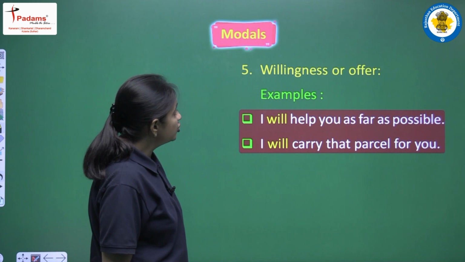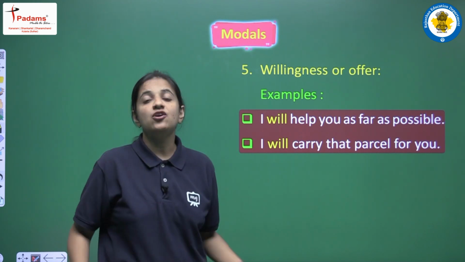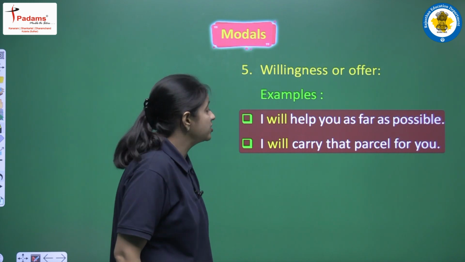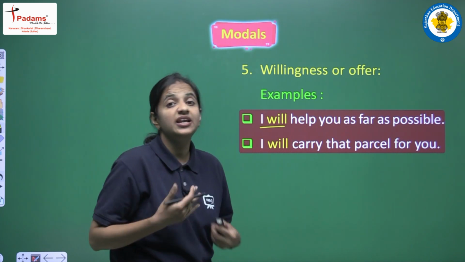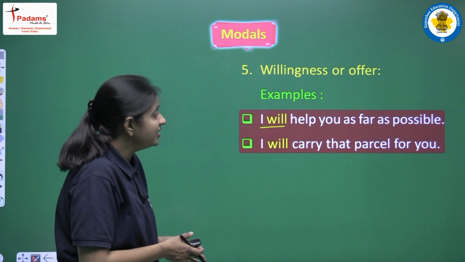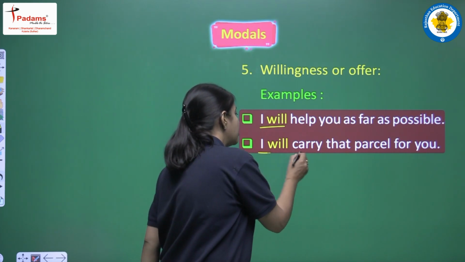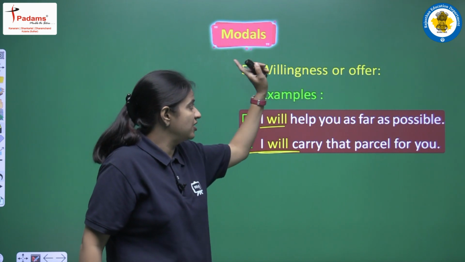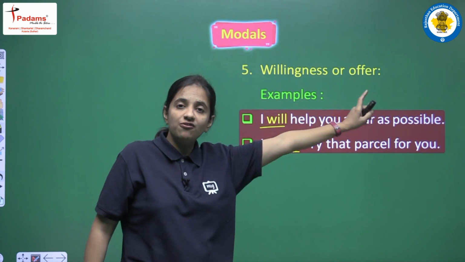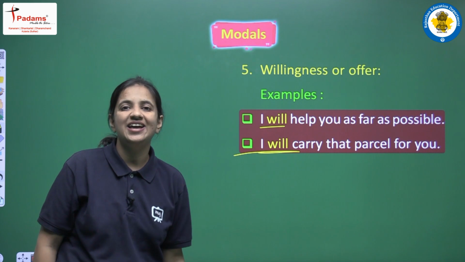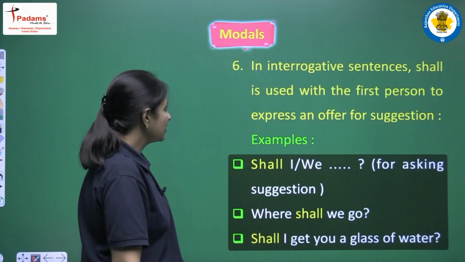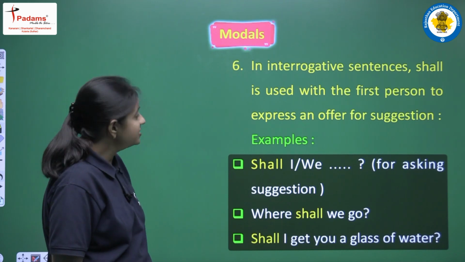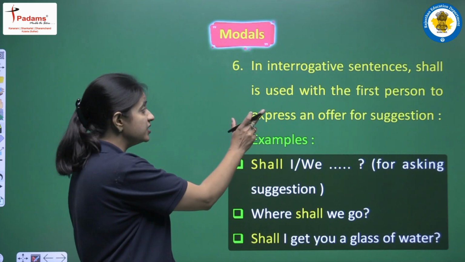Next is to show willingness, or we can say offer, like I will help you as far as possible. Again we are showing our willingness, right? I will carry that parcel for you. Here we are making an offer to someone. So to show willingness or to give an offer, we can use will and shall as modals.